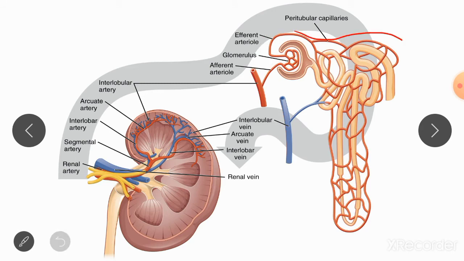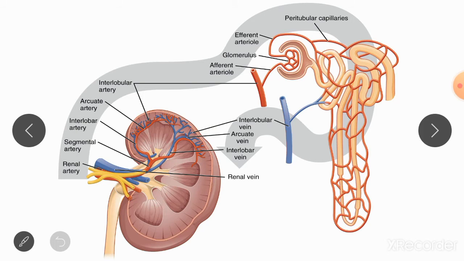Efferent arterioles again break up into capillaries which are known as peritubular capillaries, which surround the nephron, and these capillaries then join to form interlobular veins, which join to form the arcuate veins, and these arcuate veins drain into interlobar veins which are present between the pyramids, and these interlobar veins drain into segmental veins which join to form the renal vein. So this is how the vessels within the kidney are arranged.